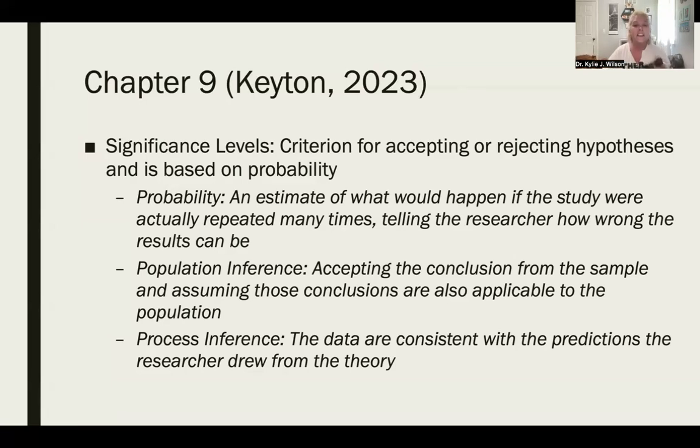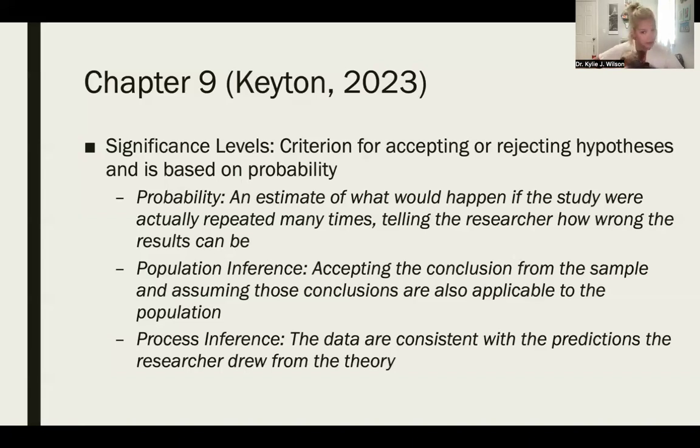So significance level, it is criterion for accepting or rejecting hypotheses based on probability. So how definitive can we be? How sure can we be that we can accept or reject this hypothesis? Okay, so probability. This is an estimate of what would happen if the study were going to be repeated multiple times, and it tells the researcher how wrong the results can be. Okay, so this is what we're saying would happen if we did the study 100 more times, and we can show that the results would stay the same. It would not be very wrong.